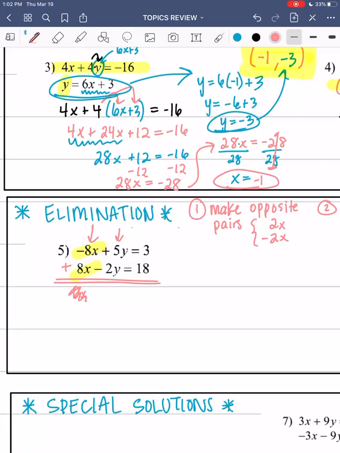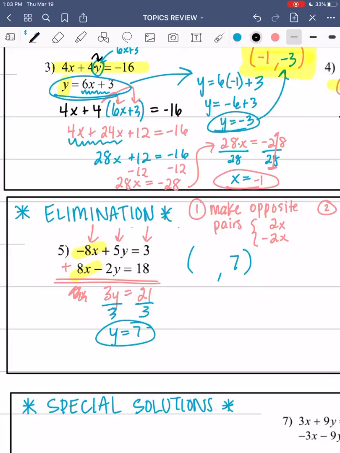Okay, but let's see. Positive 5y plus negative 2y, well, that's 5y's minus 2y's. So that's just 3y's equals 3 plus 18 is 21. Okay, here we go. So divide by 3, and we just get y equals 7. Cool. So our answer is going to be another xy thing. Well, we just found y first. It was 7. Now I need to get x.